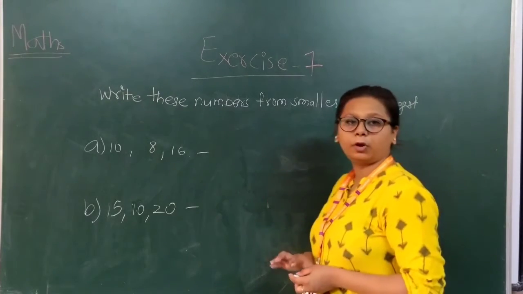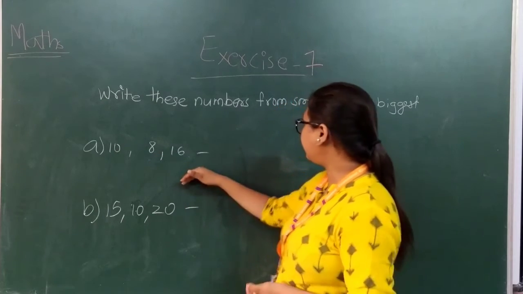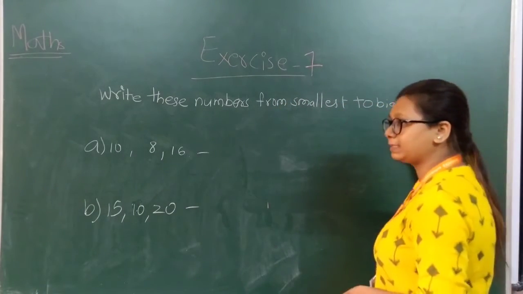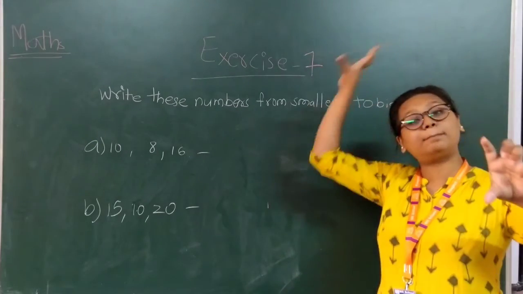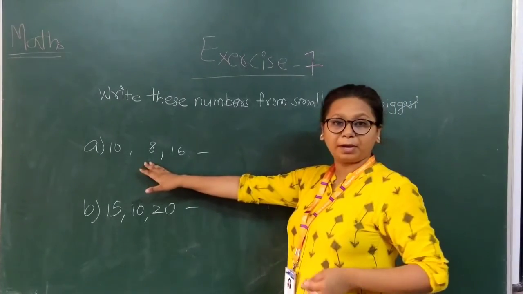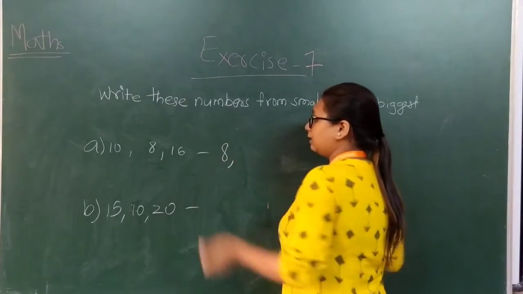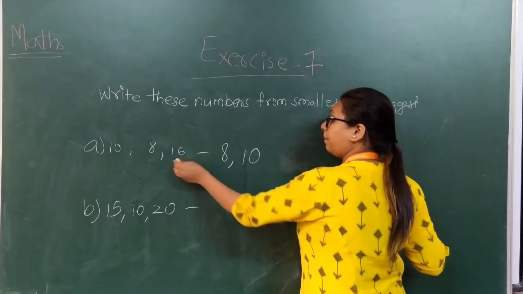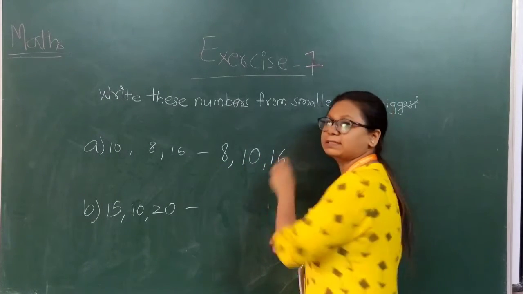Okay. So looking at the first example, 10, 8 and 16. Now you have to take these numbers from smallest to biggest. The small number will come first and the big number will come last. So which is the smallest number over here? 8. So we will write 8 first, then 10. And then the biggest number is 16 over here. So 8, 10 and 16.